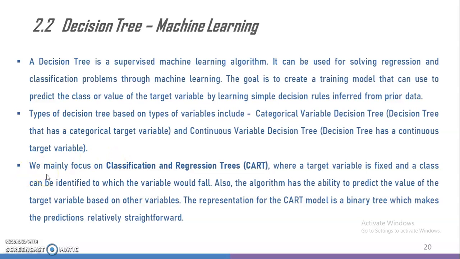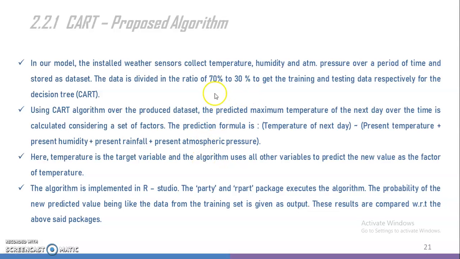We mainly focus on the classification and regression trees model of the decision tree, and the target variable is fixed in this algorithm, and a class can be identified where the variable could fall. We have used it in the weather prediction part, where temperature, pressure and rainfall are the three parameters. If the target variable is temperature, then the class is temperature. So like this, we can set any kind of formula, and we can determine the prediction of the target variable, and this comes in the form of a binary tree.